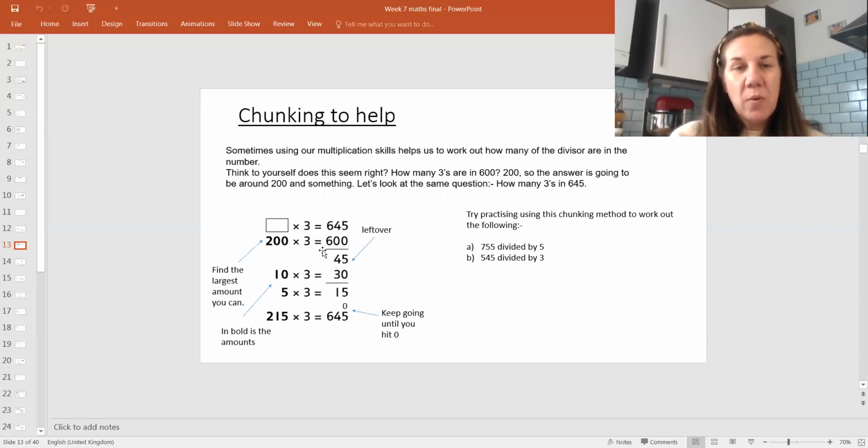We've looked at this before, but using the idea of chunking in multiples to help us make a good estimate, and also look at how many multiples go into a number can then also help us when you are dividing. So following the order, use the arrows, find the largest amount you can, then what's left over, keep going down until you get to 0, and in bold is the amounts, and then try practicing using chunking method to work out the following A and B.